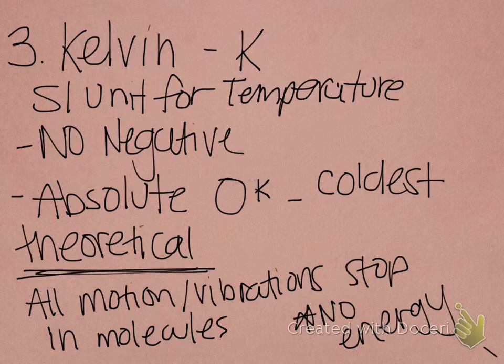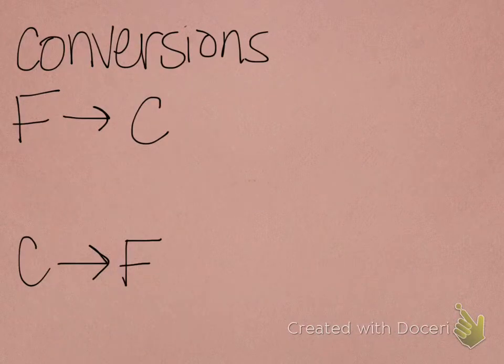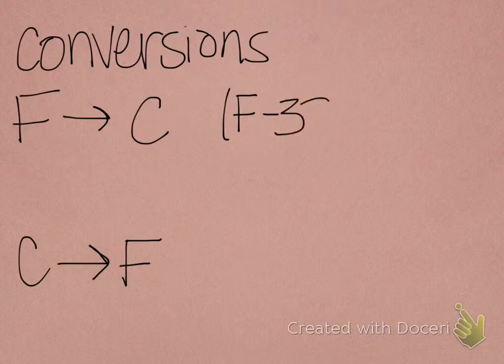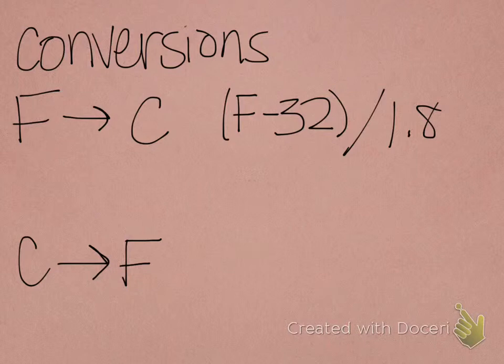Now what we're going to do next is we're going to do some conversions. So it's important for you to be able to convert from one scale to the next. So I'm going to give you some equations that we can do for that. So when we are converting from Fahrenheit to Celsius, we're going to use the equation F minus 32, and we're going to divide that by 1.8.